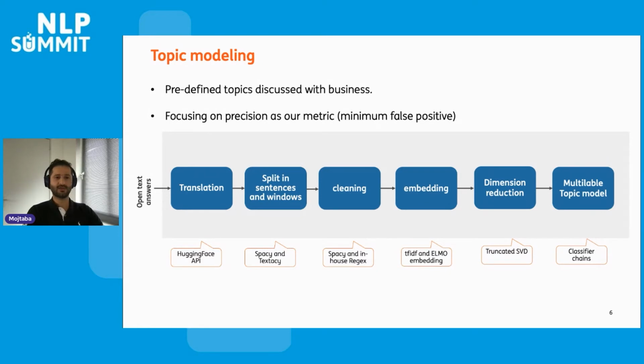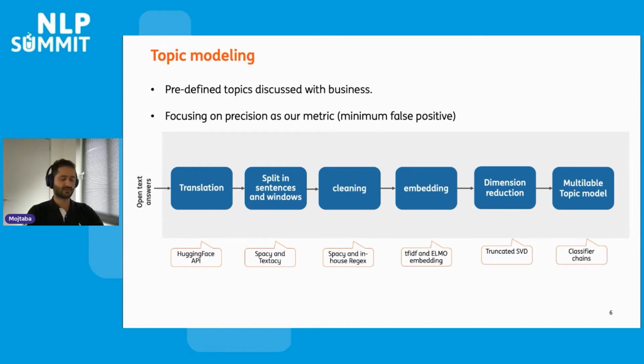Then after defining this windowing, we applied some cleaning, removing all the stop words and nonsense words because we want to apply our models on top of those texts. Then after that, converting our text into some numerical values using some embeddings. In this case, we use a combination of the TF-IDF and ELMO because at least that's how it worked for us very well.